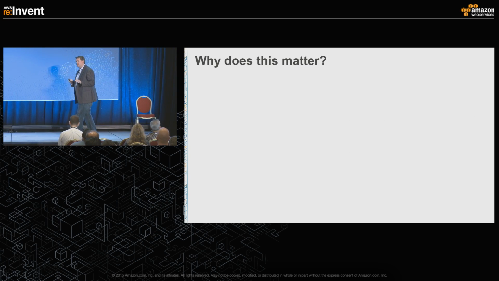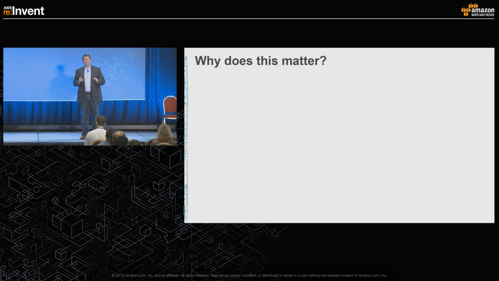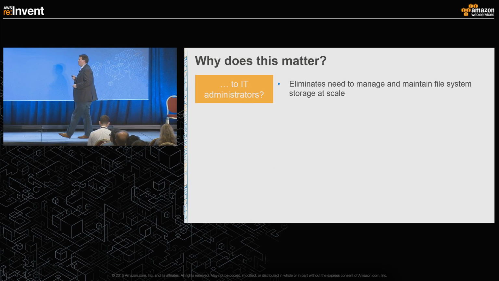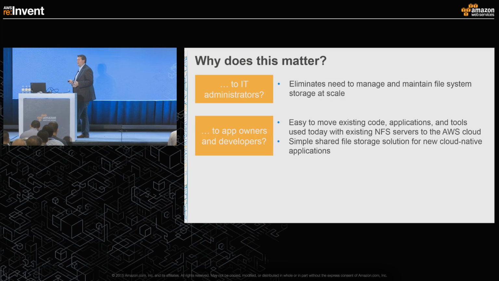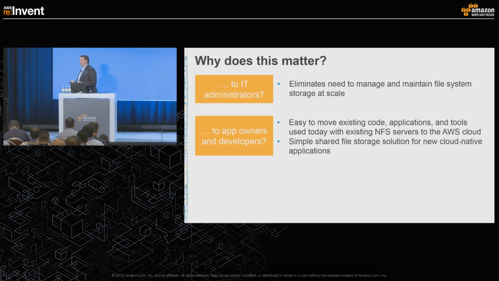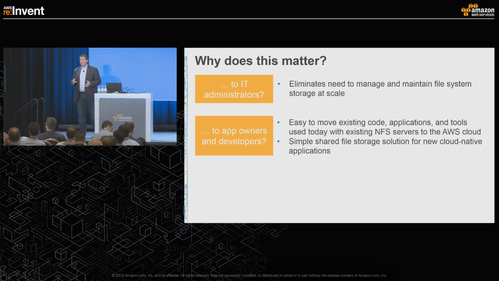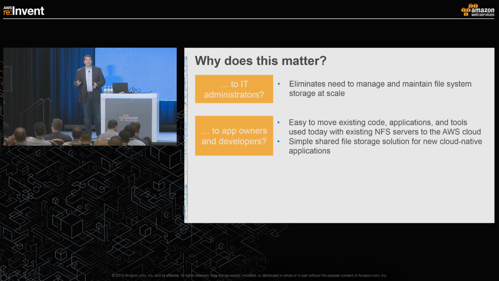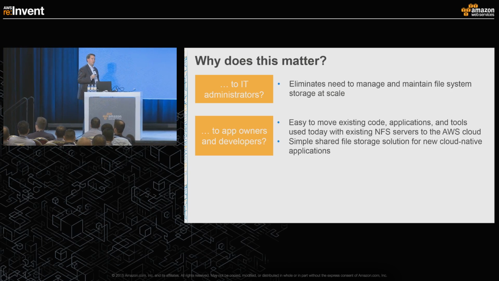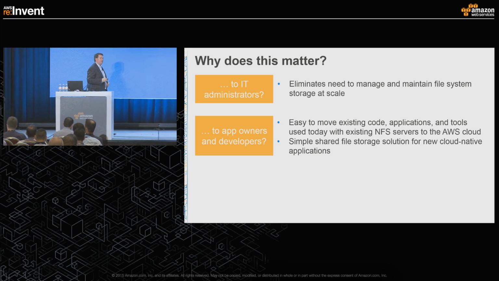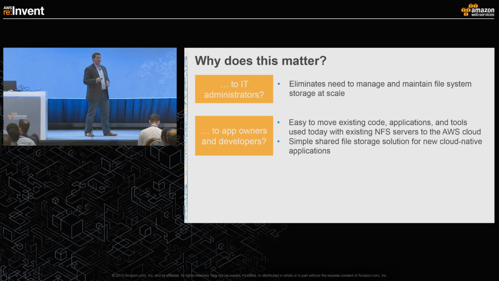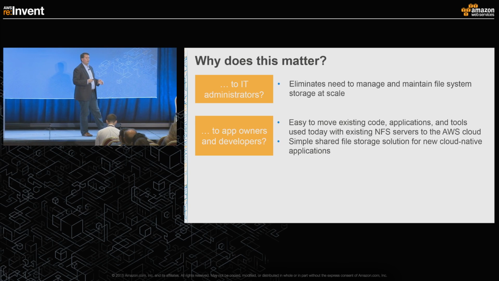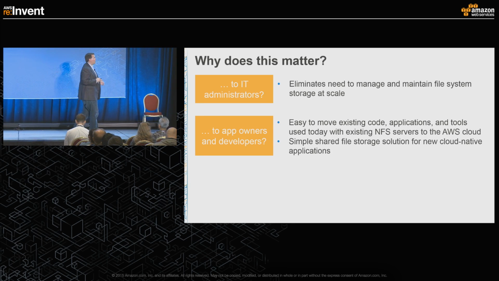So why does this matter? We'll take a look at why this matters through the lens of 3 different people who might interact with EFS. To the IT and administrative staff, this eliminates the need to manage and maintain a file system. And if you're an app owner, EFS allows very easy mobility between your classic data center environment and Amazon Web Services. So if you have a classic app today that required an NFS service or a network-attached storage service at scale, and you were hesitant to bring it over to AWS, EFS is what helps you do that.